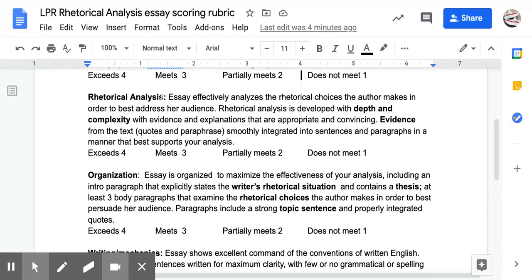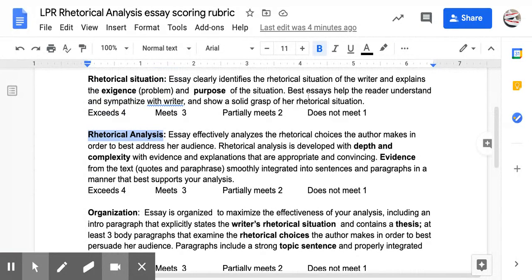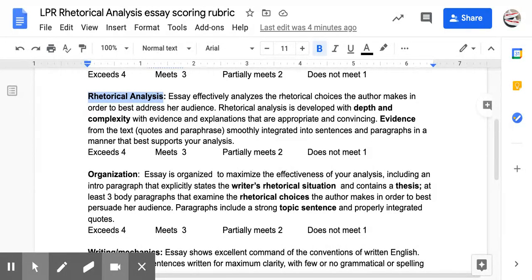So the rhetorical analysis is the second part, basically the body of the essay, right here. In this case, we're looking at the choices the writer makes. Essay effectively analyzes the rhetorical choices the author makes in order to best address her audience. So if the first criteria is about identifying the situation, the second criteria is about the choices the writer makes, the pathos, ethos, logos, word choice, image choice, things like that. So how does the writer go about addressing this audience and persuading them of whatever it is he or she is trying to persuade them of?